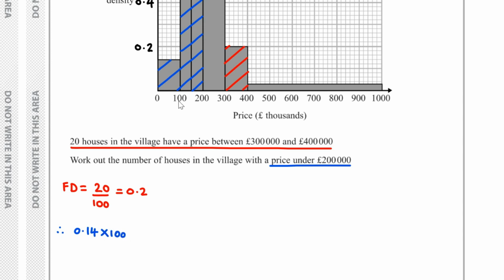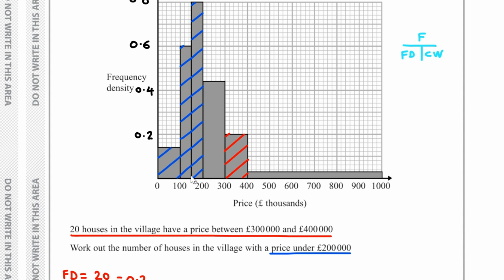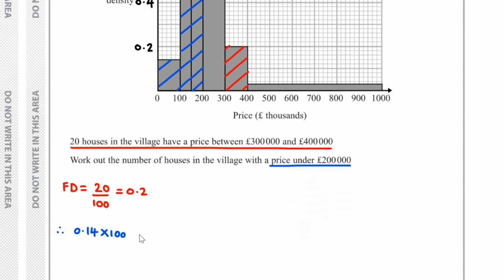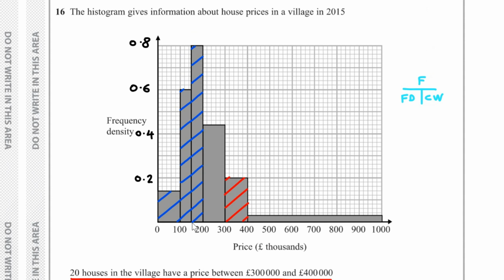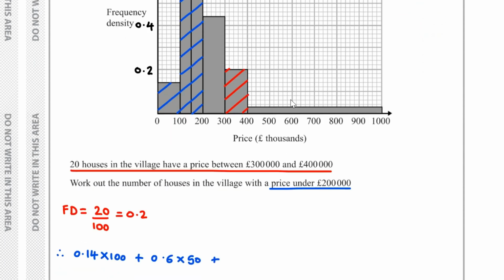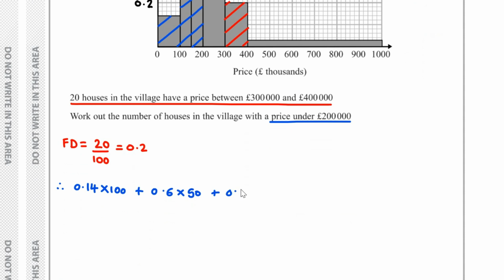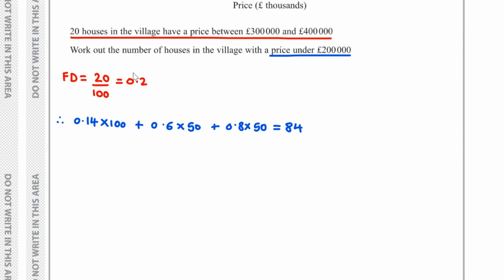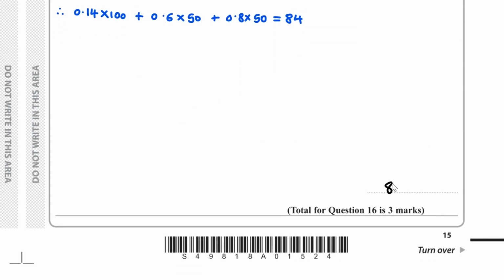So this is in between 0 and 100. And then for this middle box we've got 0.6 multiplied by 50. And then we've got the 50 from 150 to 200 multiplied by 0.8. So we've got 0.8 times 50, and if we work all of this out, we get 84. So therefore, there's 84 houses with a price under £200,000.